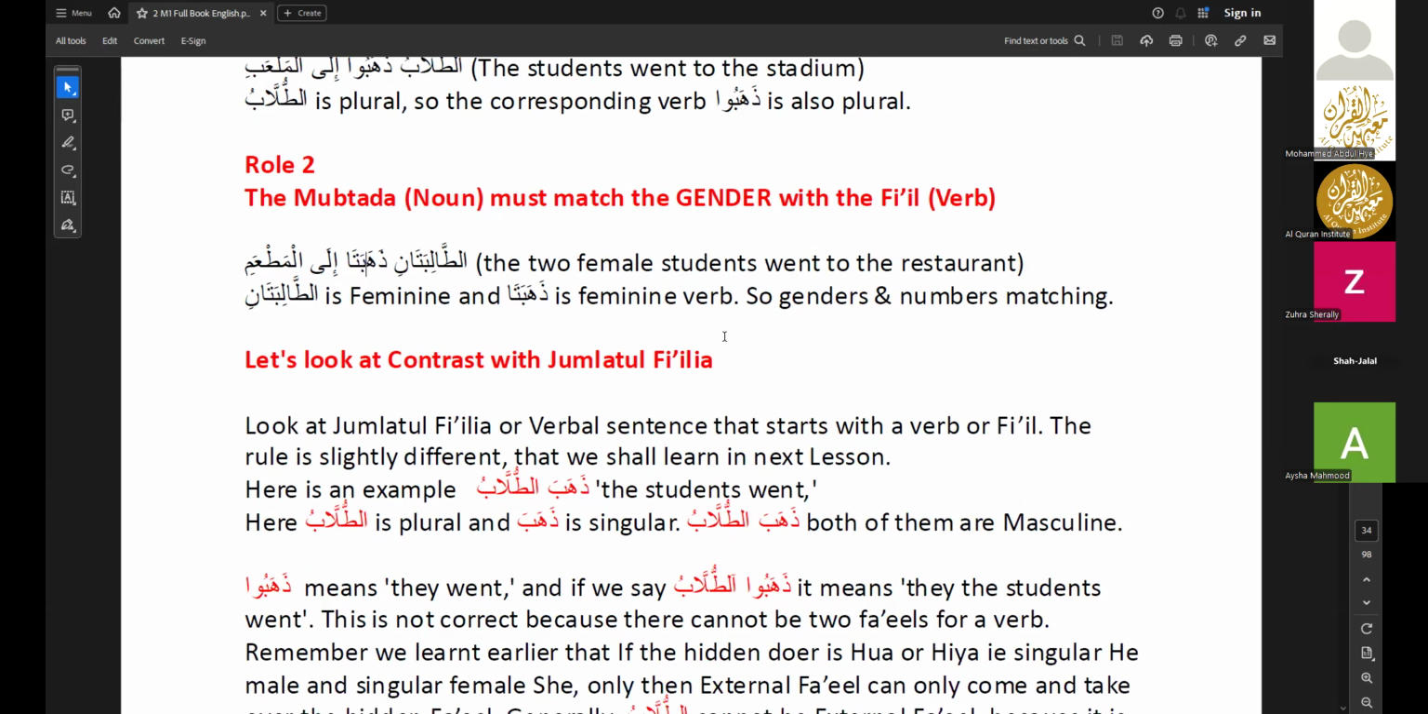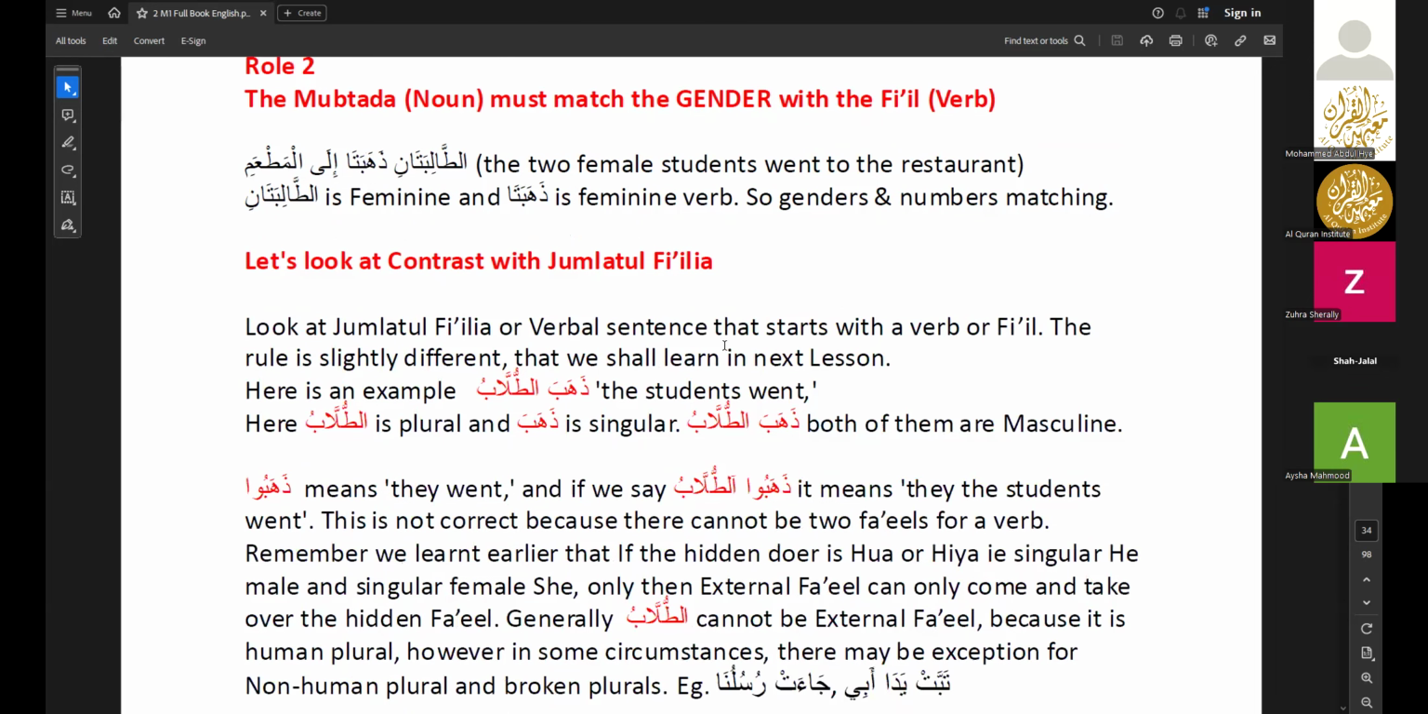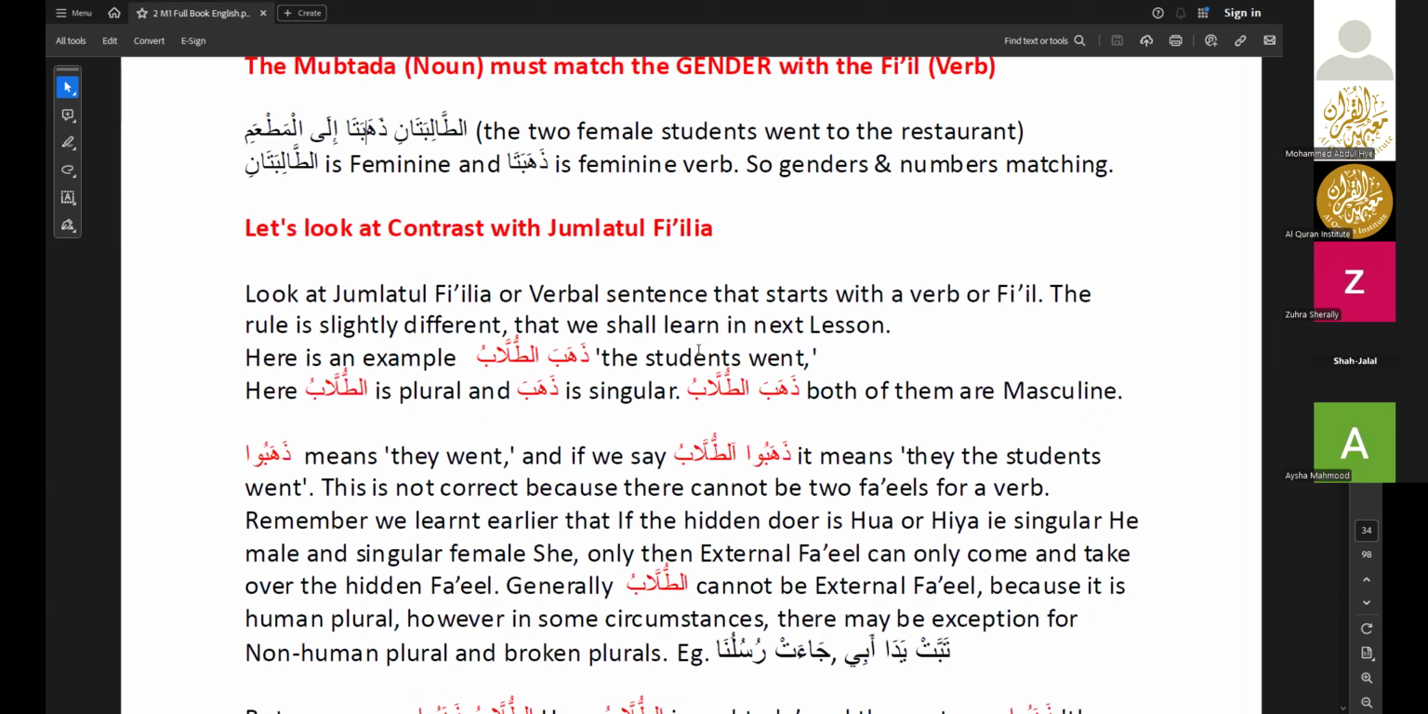Look now at the construct with Jumlatul Fa'iliyyah. Jumlatul Fa'iliyyah starts with a fa'il, not an ism. So look at the Jumlatul Fa'iliyyah, or verbal sentence, that starts with a verb or fa'il. The rule is slightly different. We'll learn in the next lesson. Here is an example: Dhahaba tullabu.